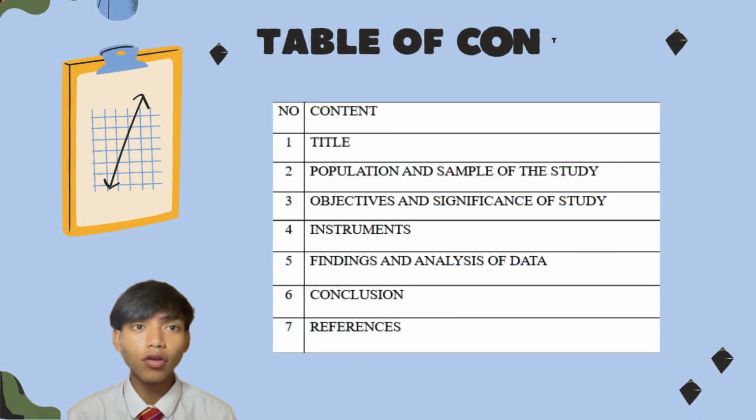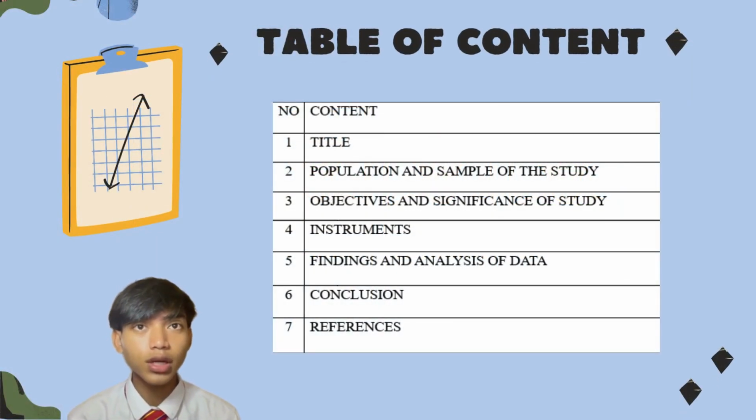Alright, so the table of content for our study includes 7 components. The first one is title, next is population and sample of study, the third one is objectives and significance of study, instruments, findings and analysis of data, conclusion and then references.